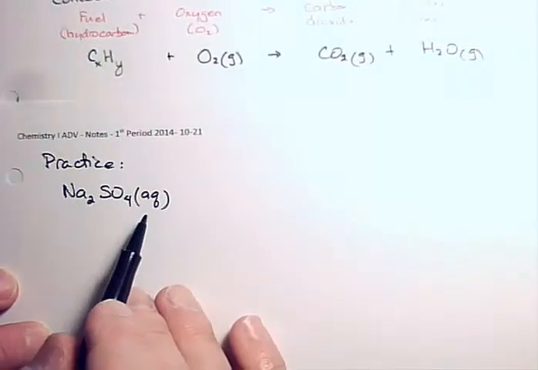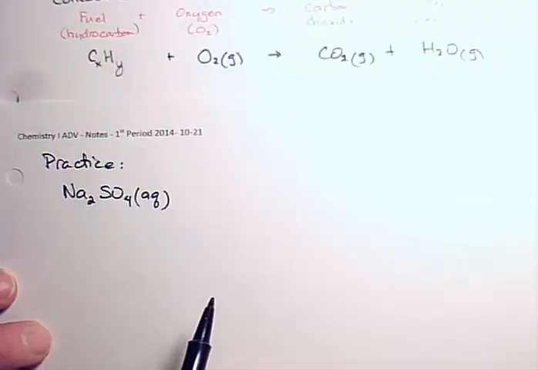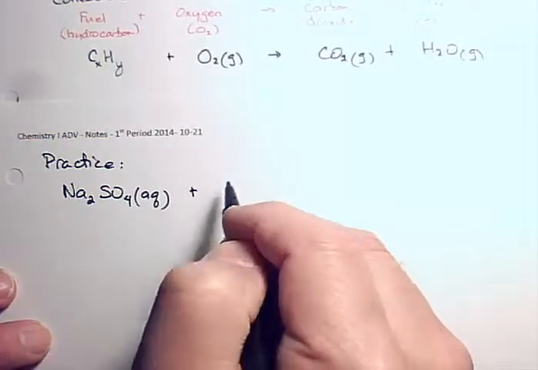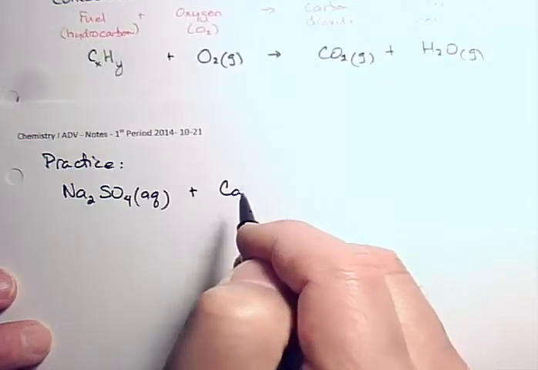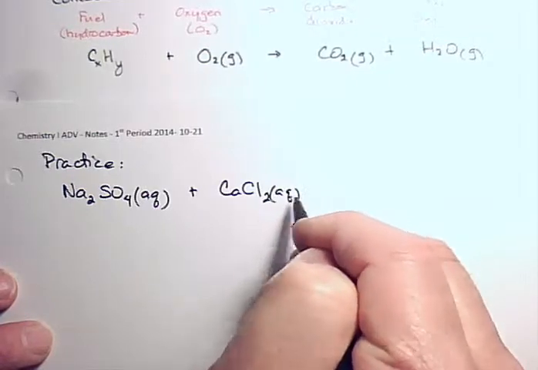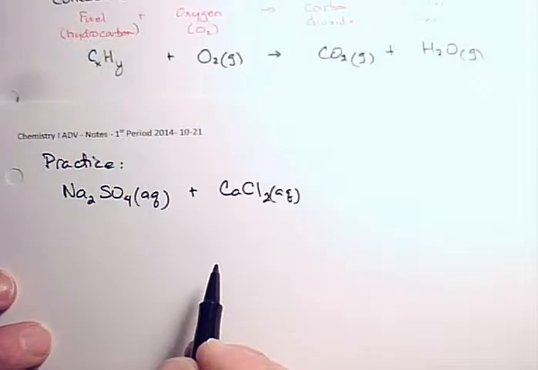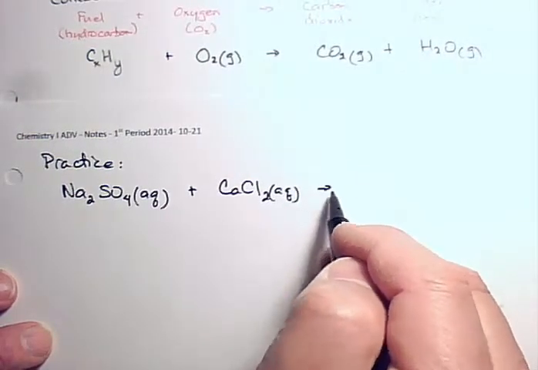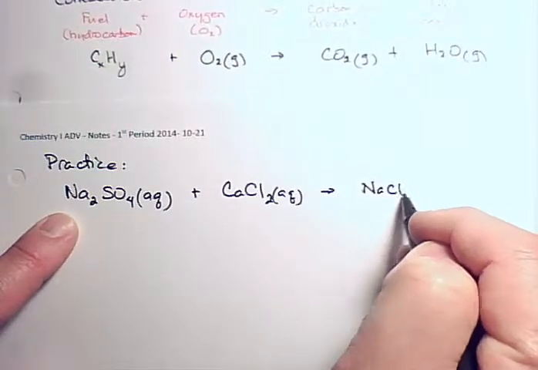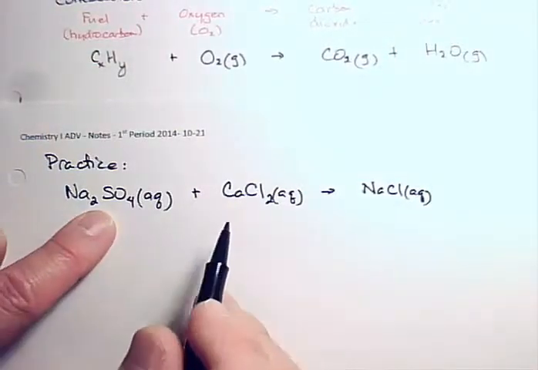All right, let's define what AQ is. AQ means aqueous, dissolved in water. AQ means aqueous, and that means something is dissolved in water. So this is aqueous, dissolved in water. This is going to be dissolved in water.